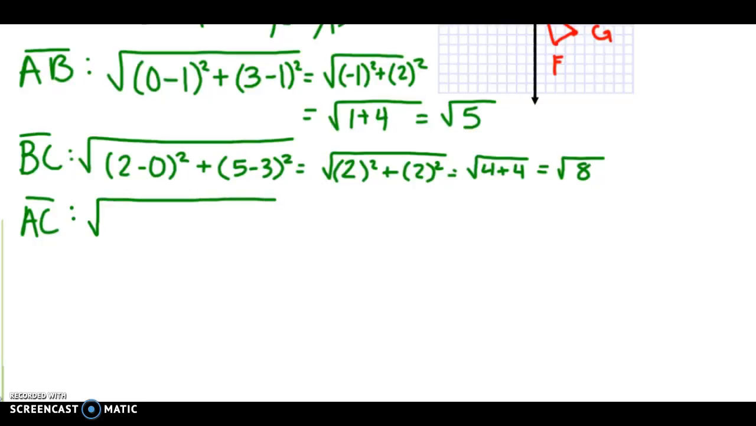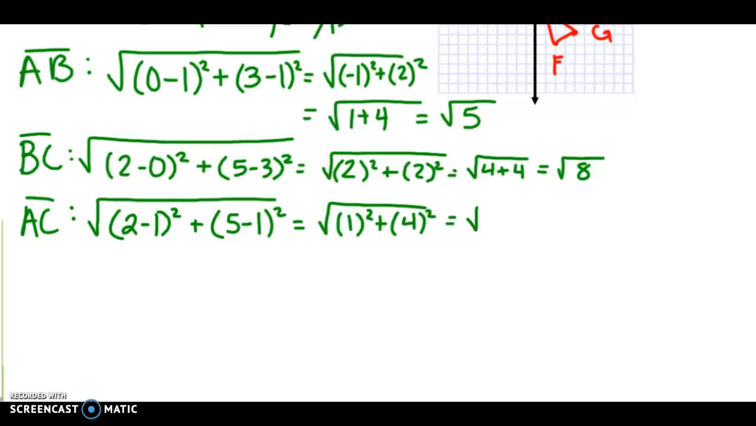Square root of, let's see, 2 minus 1 squared and 5 minus 1 squared. So then that would be 1 squared plus 4 squared, square root of 1 plus 16, which equals the square root of 17. Alright, so now you're probably wondering, why have I found the distance of all three sides? Well, that's the length of each one of the sides in triangle ABC.